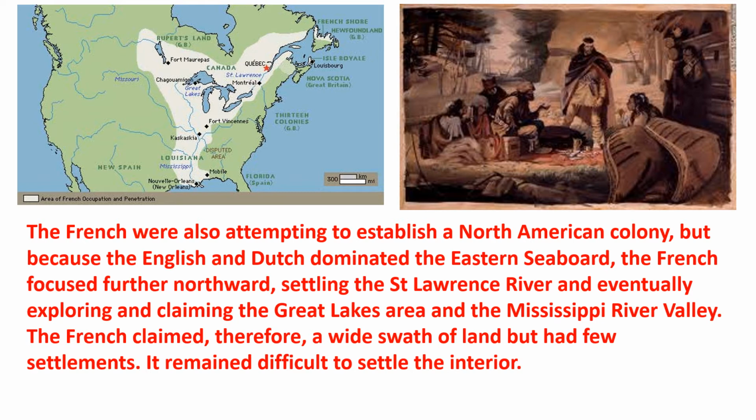the eastern seaboard, the French focused further northward, settling the St. Lawrence River and eventually exploring and claiming the Great Lakes area and the Mississippi River Valley. The French claimed, therefore, a wide swath of land, but had few settlements. It remained difficult for the French to settle that interior land.